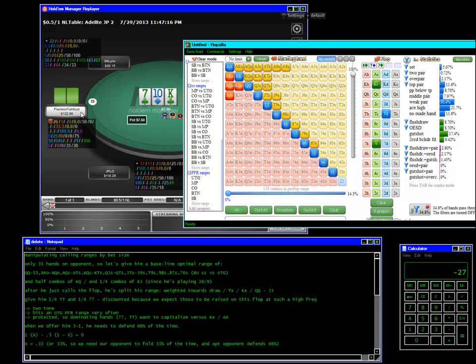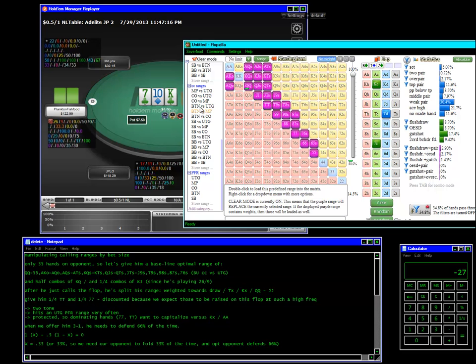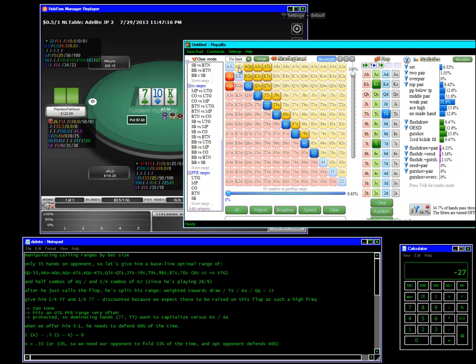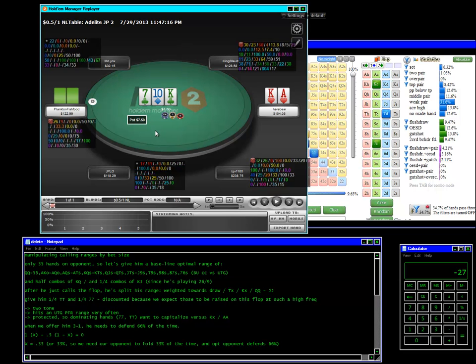Now let's take a look at an optimal button call versus under the gun. You can see it's way more narrow compared to ours, and it's more balanced. Because it's more balanced, he's pretty much going to have fewer hands which will threaten our betting range.